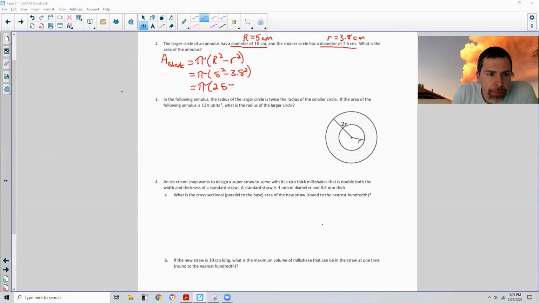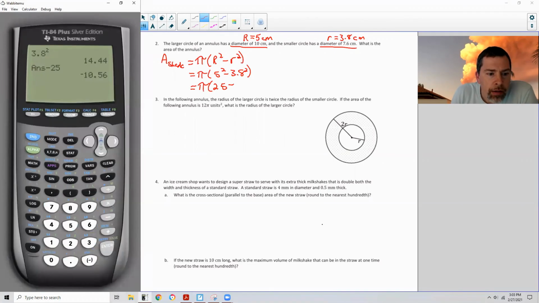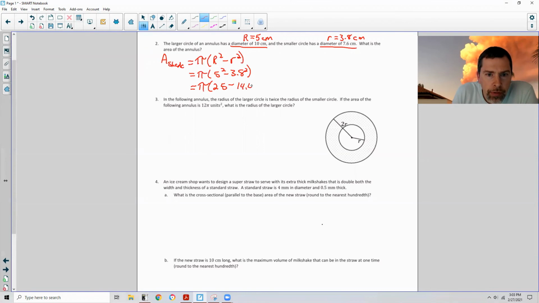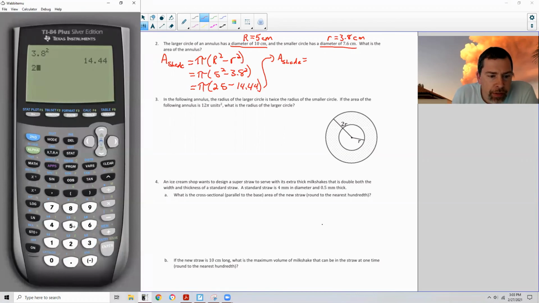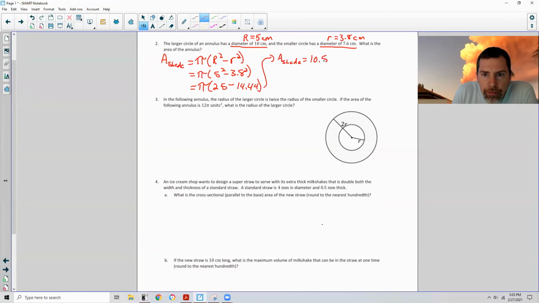And let me get my calculator. So 3.8 squared equals 14.44. So therefore, the area of the shaded region equals, and if I take that 25 minus my answer of 14.44, I get 10.56. So it'd be 10.56 pi centimeters squared because it's area. Okay, so that's number 2.